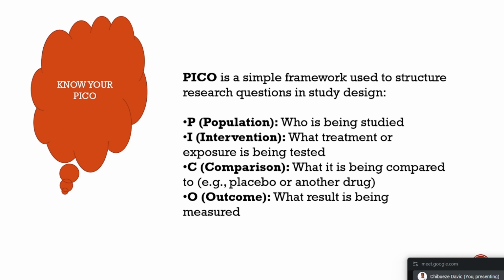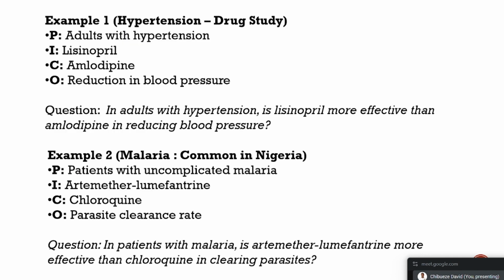So the PICO framework helps you to frame your study design, to structure your research question so you can know what exactly you are measuring, what you are looking for, and what kind of research design or study design you are carrying out. Don't forget that study design or research design is a plan, a blueprint that guides your project. Now let's look at some examples.